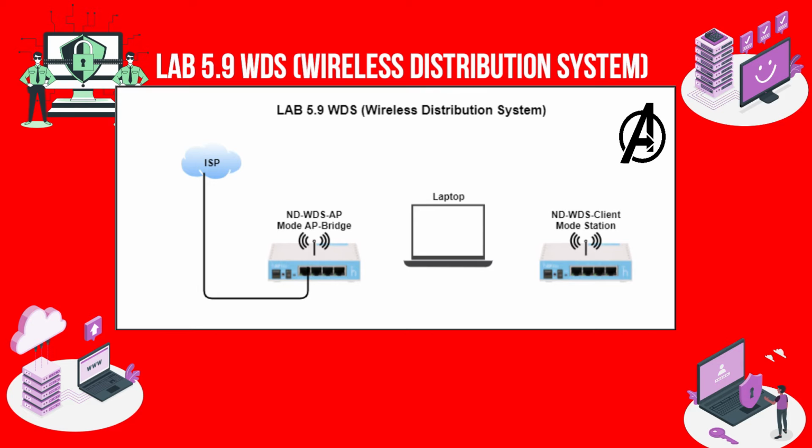How WDS works is that if the client is far away from the router running as access point, the client will automatically connect with the nearest router running as a station, and we don't have to connect the client with the access point. This is the topology that I use for Lab 5.9 WDS. Router 1 connects to the internet using ISP, and uses the bridge mode for the IP, and router 2 runs as WDS client using station mode.